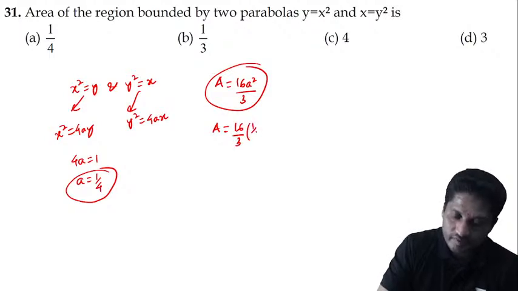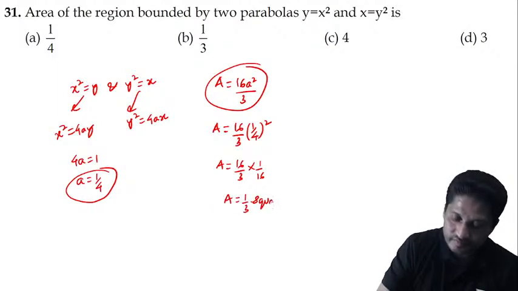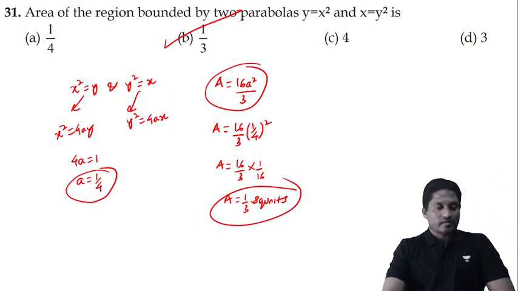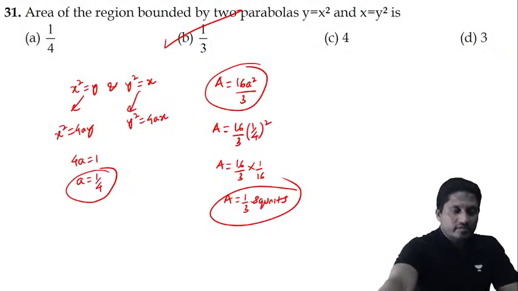Area is equal to 16 by 3, a is equal to 1 by 4, right? So this is 1 by 4 the whole square. This is 16 by 3. 1 by 4 the whole square is 1 by 16. Area will be equal to 1 by 3 square units. Hope this is clear, guys. Within 30 seconds you will get the answer if you know those results. Right? Let's move to the next question.